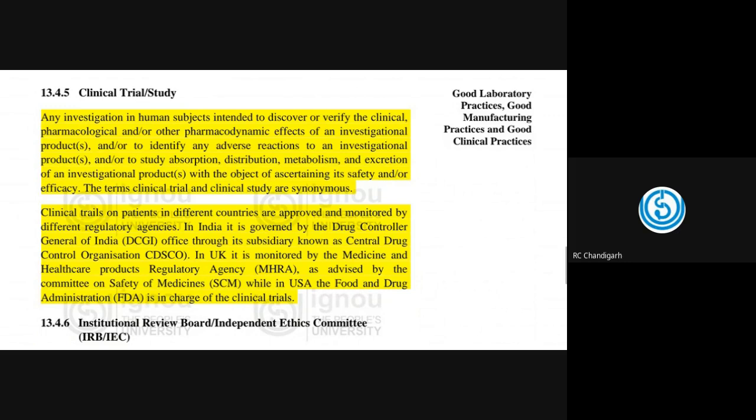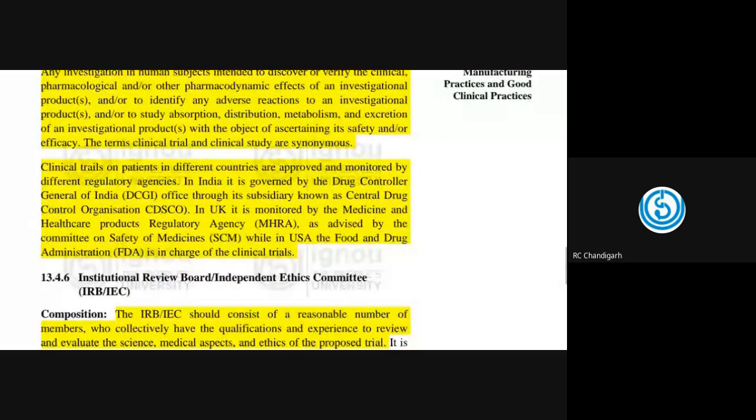Clinical trials on patients in different countries are approved and monitored by different regulatory agencies. In India, it is governed by the Drug Controller General of India (DCGI) office through its subsidiary known as the Central Drug Control Organisation. In the UK, it is monitored by the Medicines and Healthcare Products Regulatory Agency as advised by the Committee on Safety of Medicines, while in the USA, the Food and Drug Administration is in charge of clinical trials.